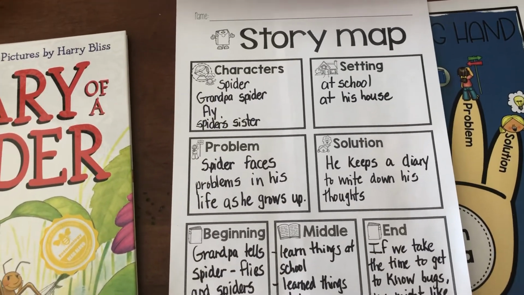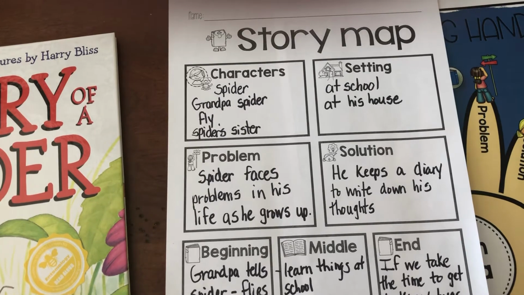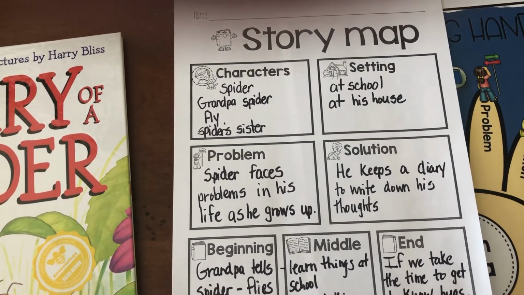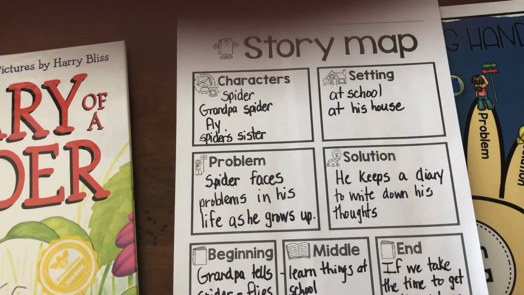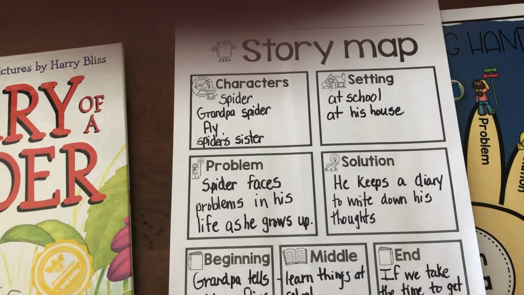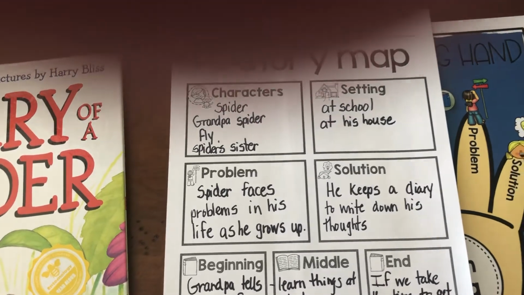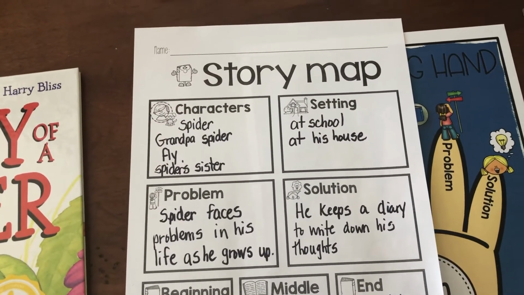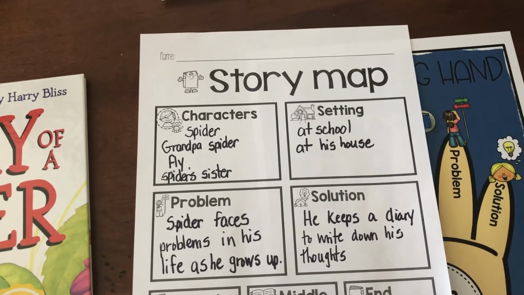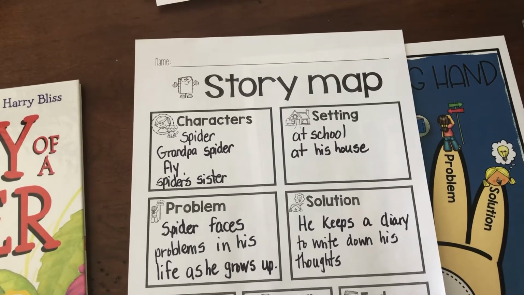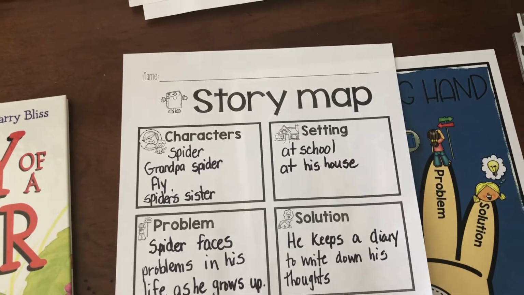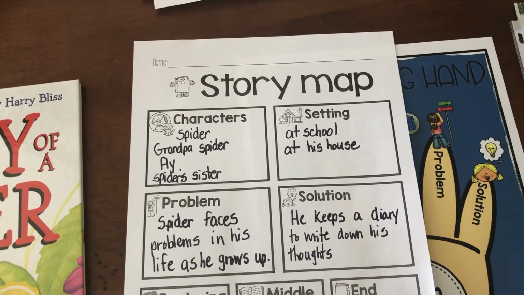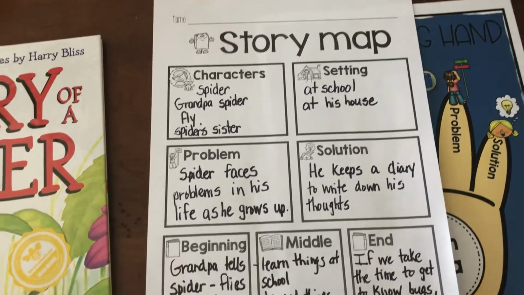Who were our characters? Well, I wrote our characters were Spider. I think he was the main character. And then there was Grandpa Spider, Fly, and Spider's sister. We also could have put in there Worm. And the setting, and it's important to know that in some books, just like this one, the setting changes as the story happens. It started at school, then it went to his house, and then there were a few other places in there too. So sometimes the setting isn't always in one place.